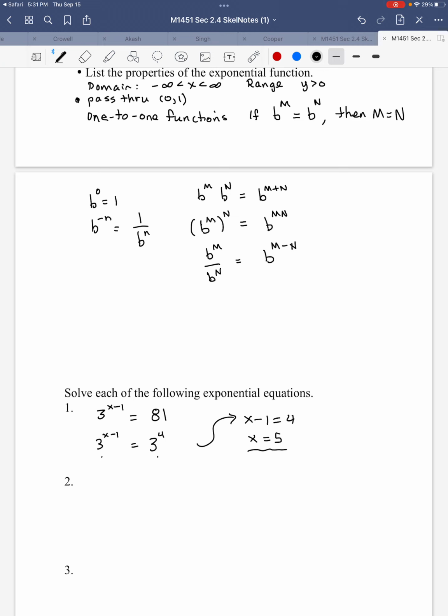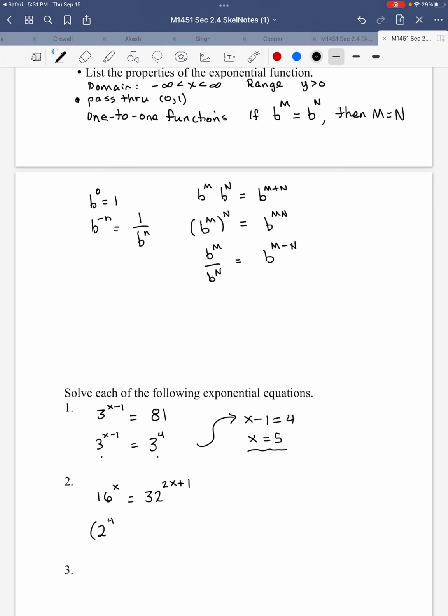If I have something like, let's see, let's try 16 to the x is equal to maybe 32 to the 2x plus 1 power. There's several ways you can look at this one. I know 16 divides into 32, but I can't write 32 as a power of 16. I can write both of these as powers of 2. 2 to the fourth is 16, 2 to the fifth is 32. So that's what I'm going to do first.